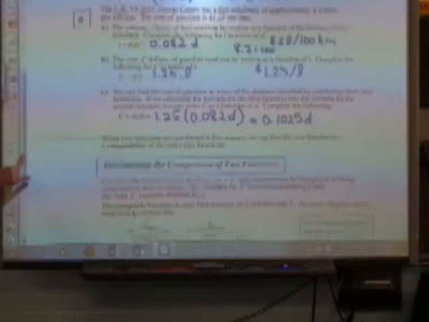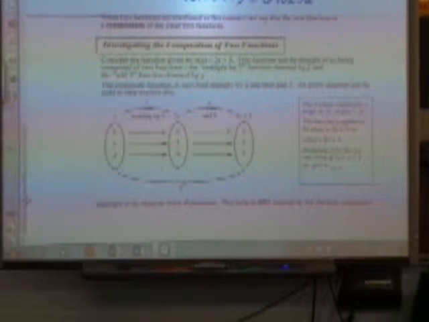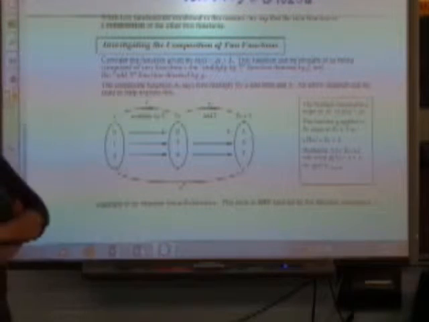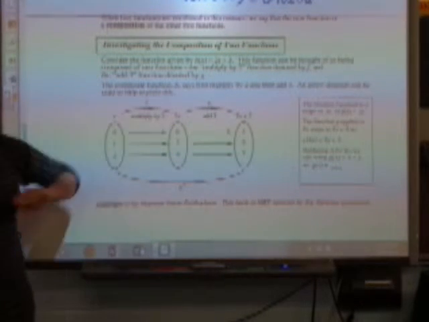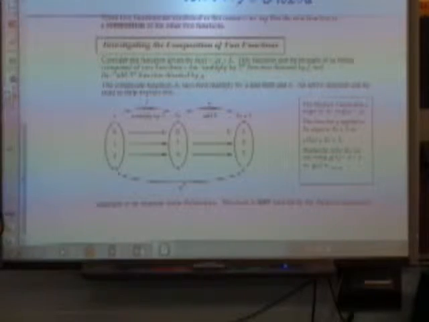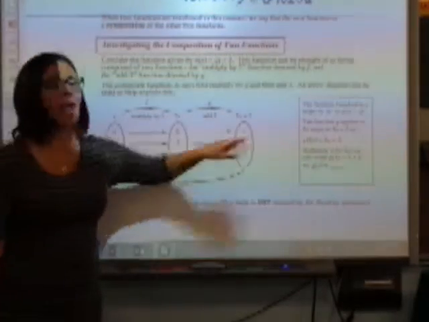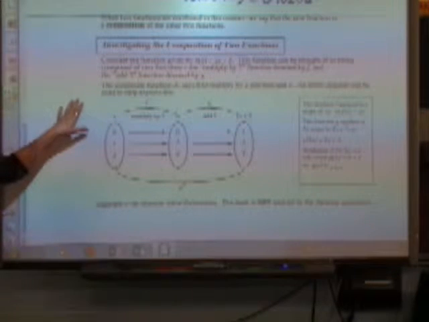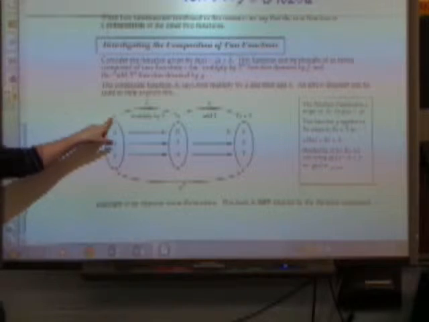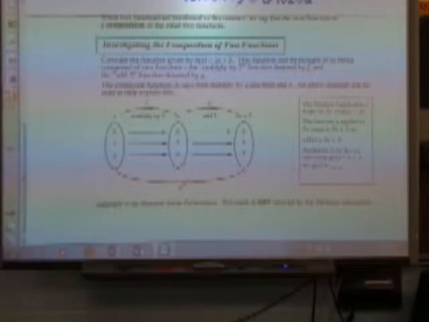So when two functions are combined in this manner, we say that the new function is a composition of the other two functions. So consider the function given by h of x equals 2x plus 3. I can think of this as being composed of two functions. The first function is take x, multiply it by 2. That gives me 2x. Then I take that 2x and I add 3. So there's my composite function. The composite function h says first multiply by 2 and then add 3.